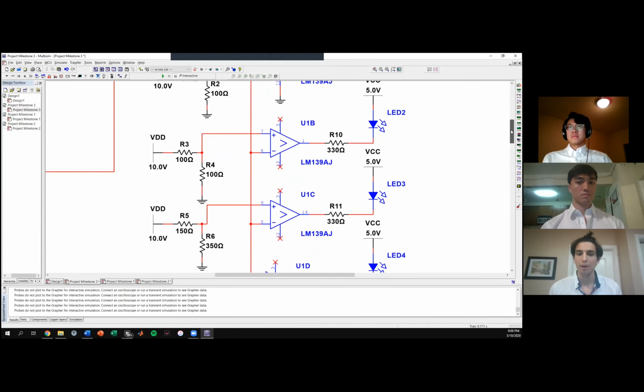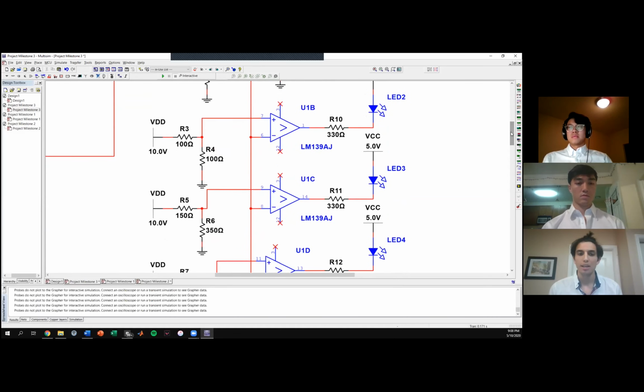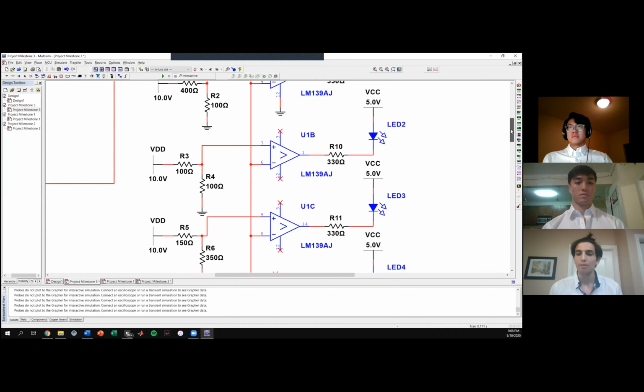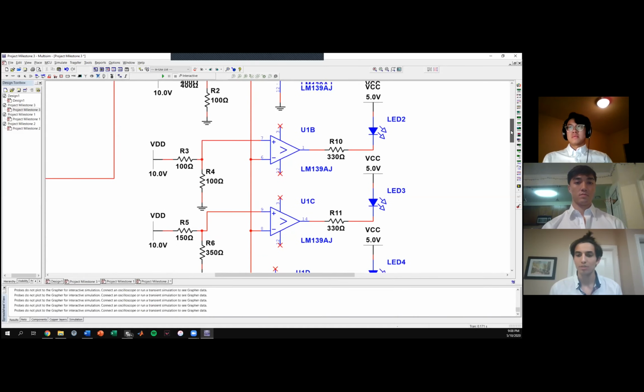If we look at comparator number 2, for example, the voltage fed at point 7 is 5 volts. If the rectifier voltage is greater than this 5 volts, LED 2 will light up. If the voltage is greater than 7 volts, LED 3 will light up. And if it's greater than 9 volts, LED 4 will light up.